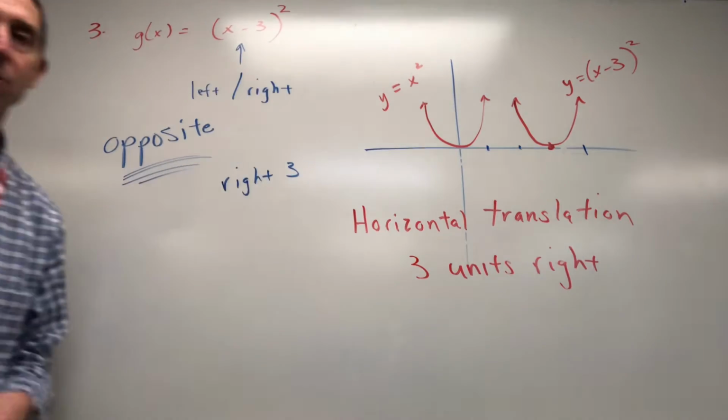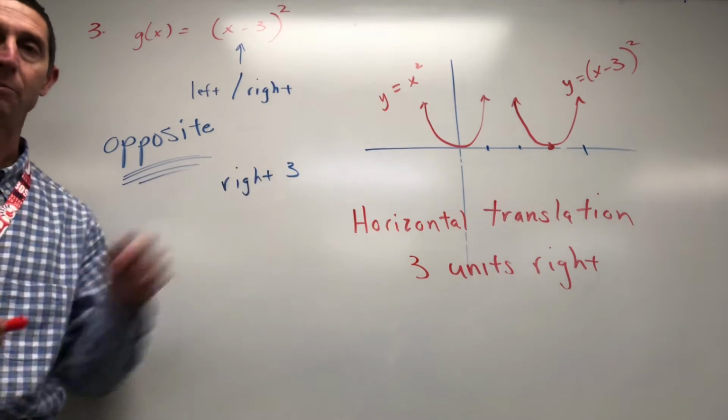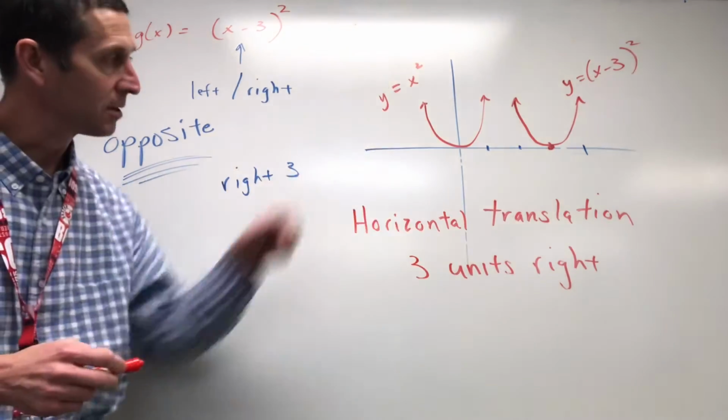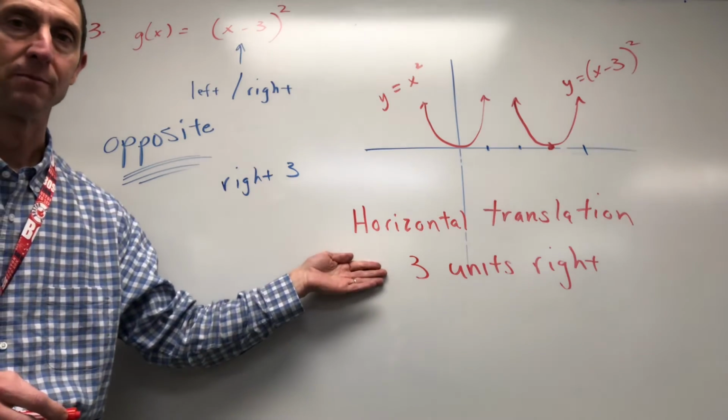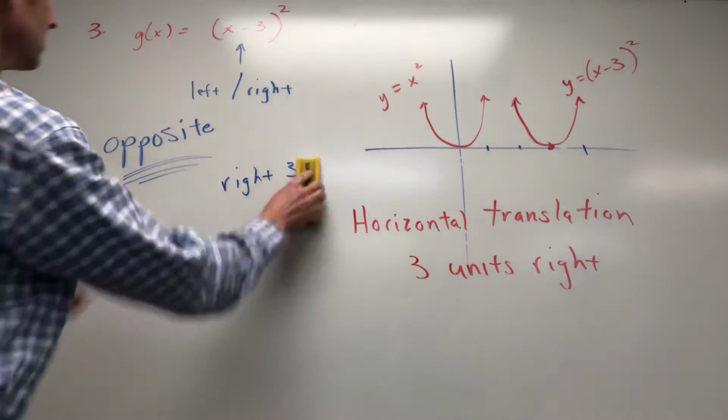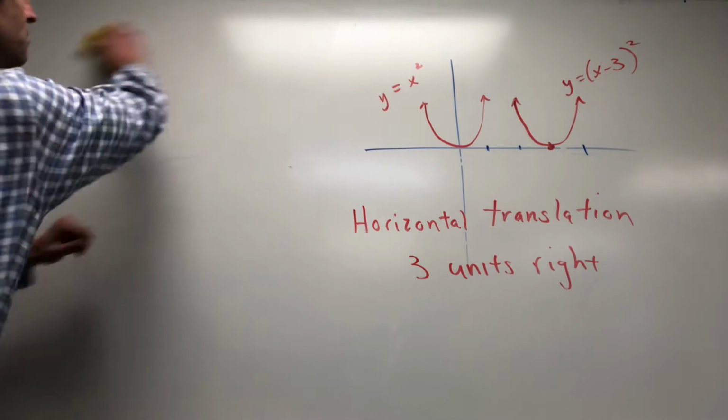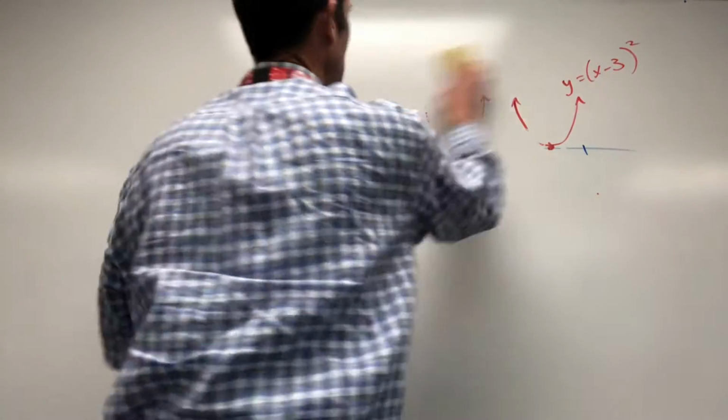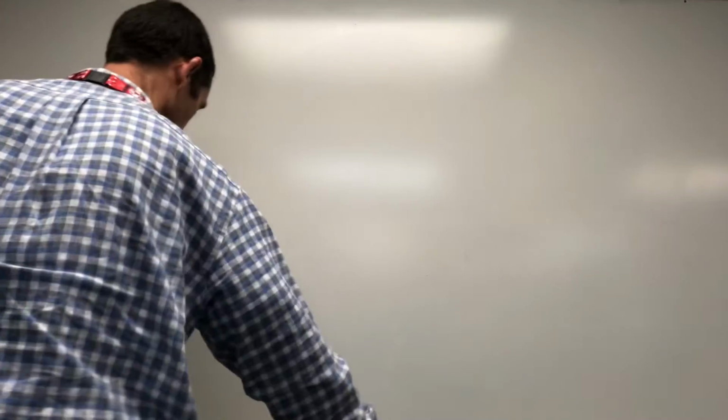Okay, so the 4 things you've got to do: graph the function, graph the parent function, label it, and then describe what's going on. Now we're feeling good. All right, number 4. Y equals x squared.